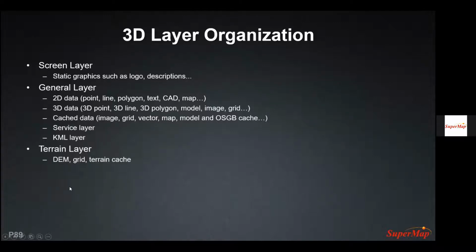And the next one, which is the last one, is the terrain layers. The terrain layers include data with a value of elevation, for example, DEM, digital elevation model, grid, and also the terrain cache.